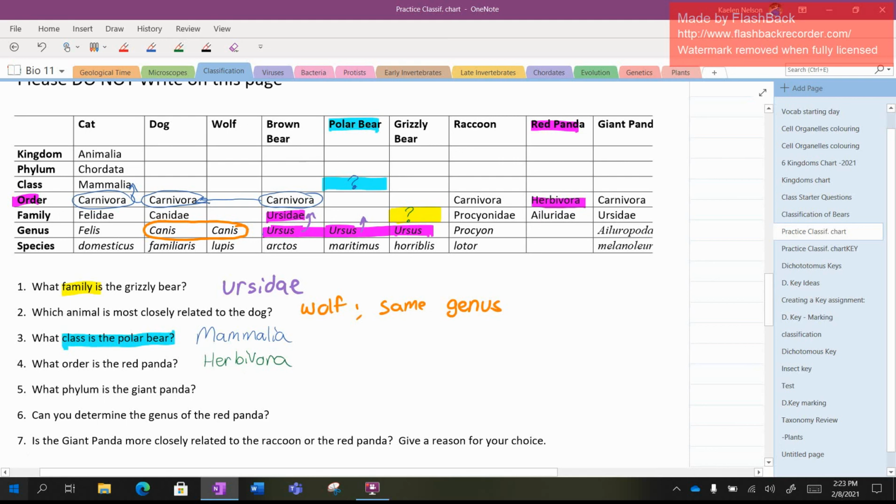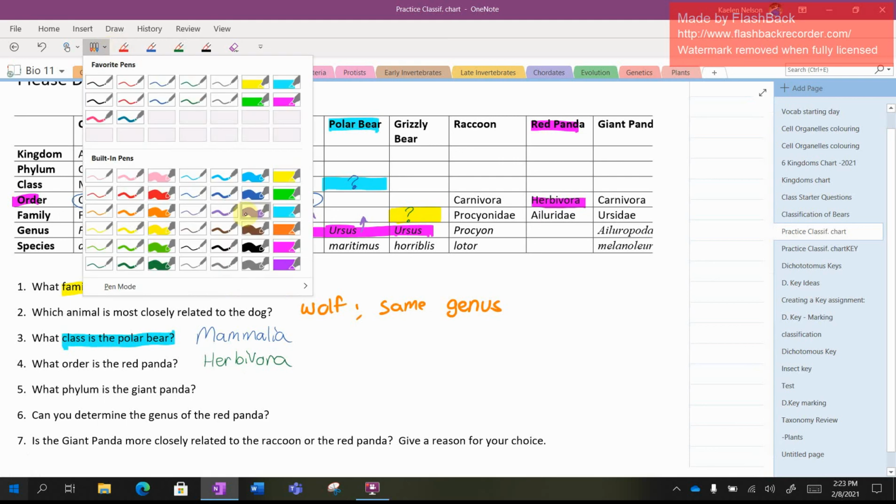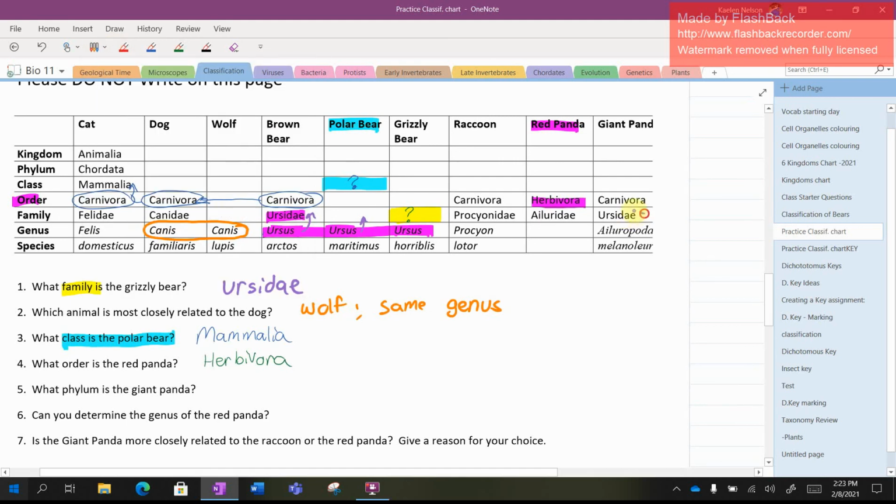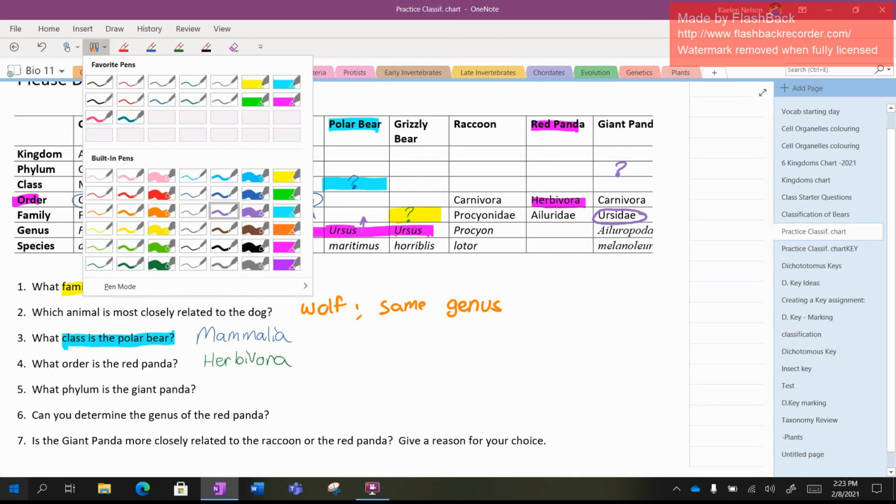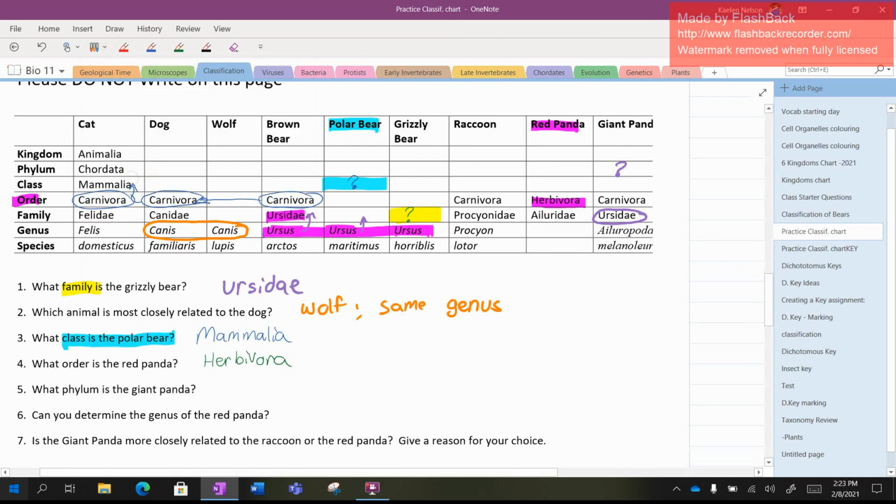Next one, what phylum is the giant panda? So once again, I can go through and I can find out that my giant panda is in the Ursidae family. I don't know what phylum, so now I have to go find another Ursidae. I think what I'll do is change the color of my giant panda here to pink so we can follow it. So I'm looking there. I can find a pink here. Okay, and that is going to be my brown bear, which is also a carnivore, and I can find out then that it will be phylum Chordata.